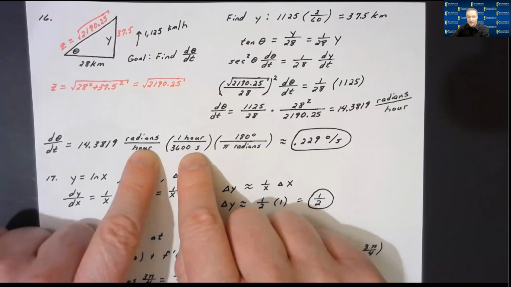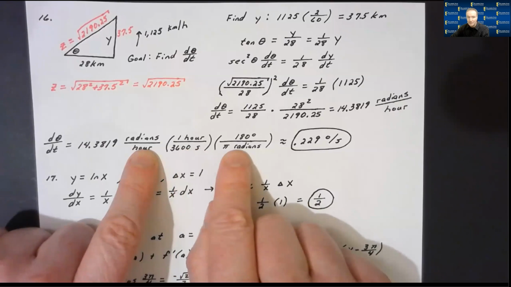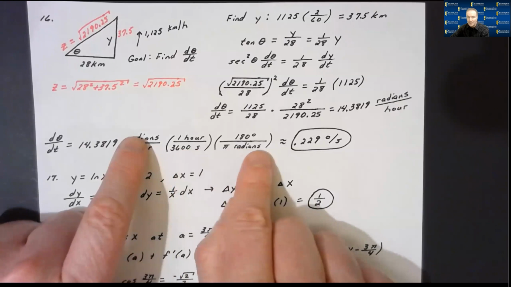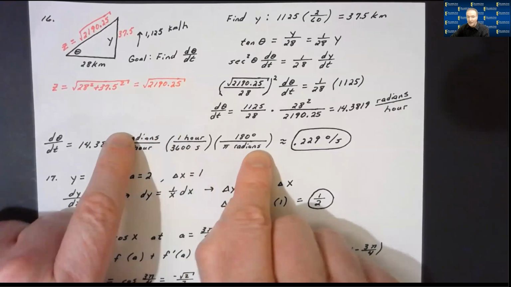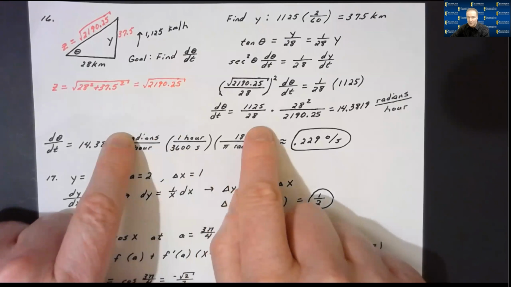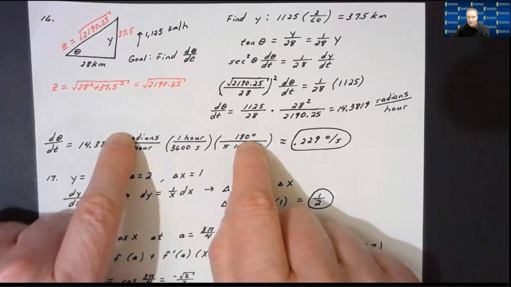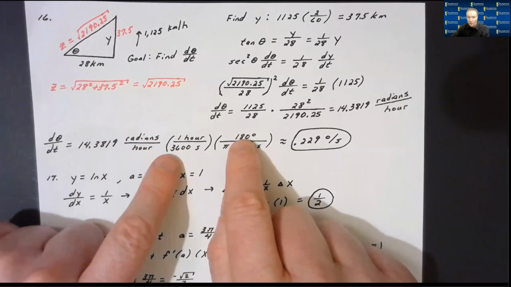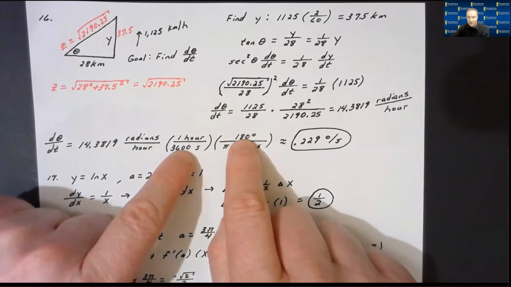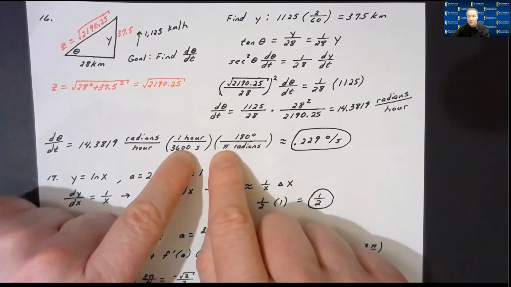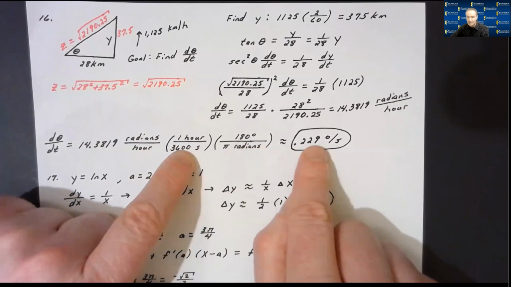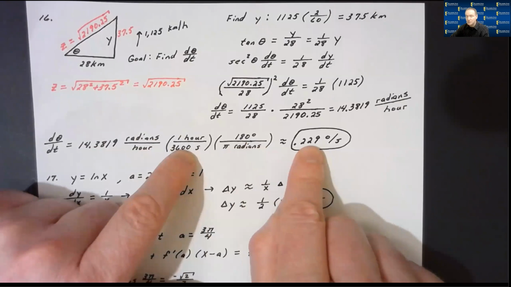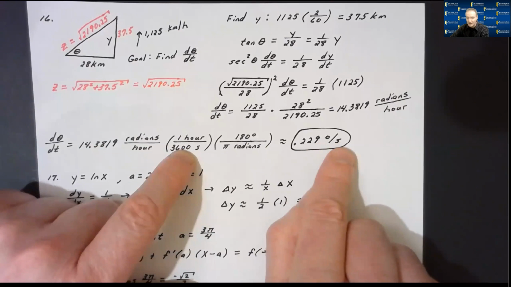And then for the next one, I need to get rid of radians. So if I divide by pi radians to get rid of that radians, I need to multiply by the equivalent of pi radians, which is 180 degrees. So you simply take your 14.3819, you'll multiply it by 180, you'll divide it by 3,600 pi, and when you do that, you should get that this is approximately 0.229 degrees per second.